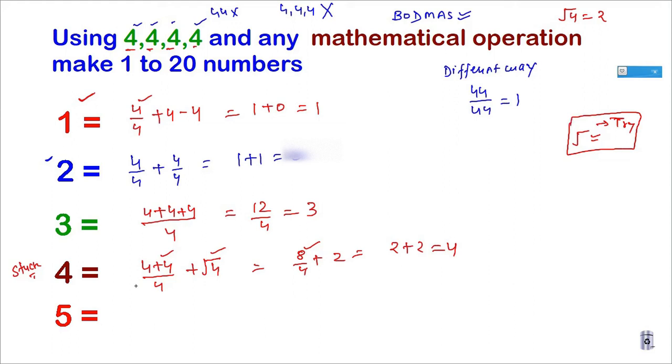So let's talk about the fifth one also. This is quite easy. So what is the answer? If I write 4 into 4, that is 16, plus 4, that is 20, divided by 4 is 5. So our numerator will be 16 plus 4, that is 20, divided by 4, it is 5.